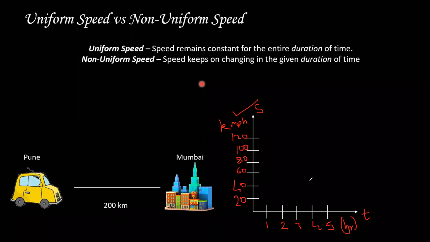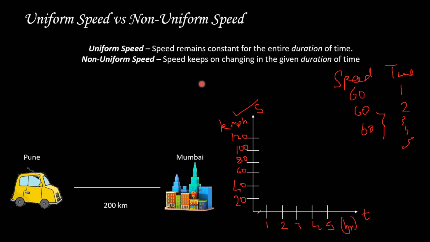Now what I'm going to do is, I have some data over here. I have a table with speed and time. I'm going to say that for 1 hour, my speed was 60 kilometers per hour. For the second hour also, my speed was 60. For the third, fourth, fifth hour also, my speed was 60 kilometers per hour. For everything. So how will my graph be now?